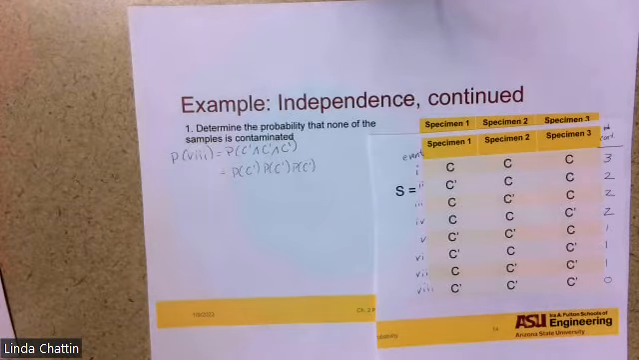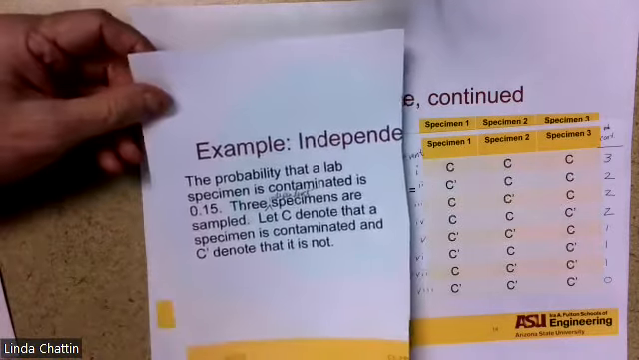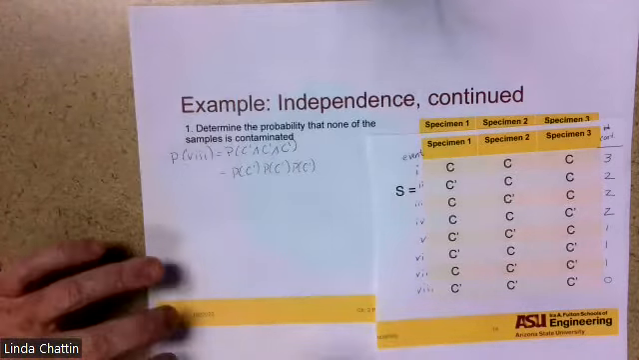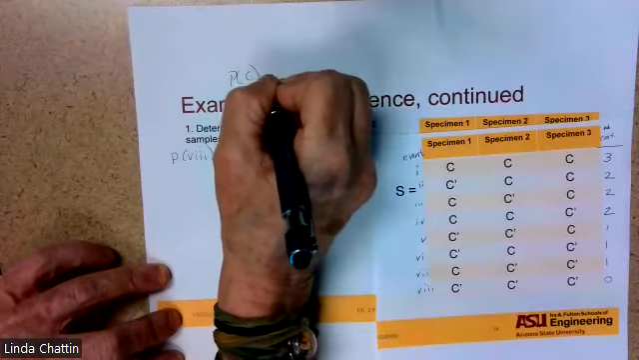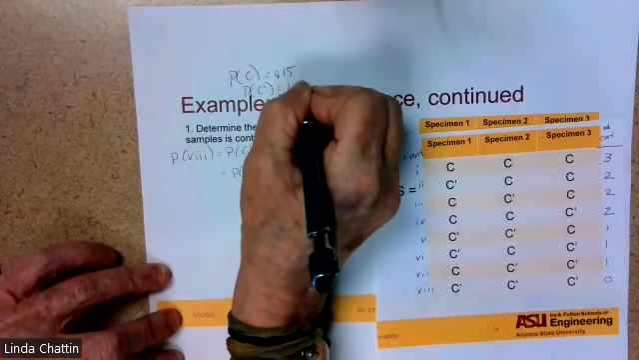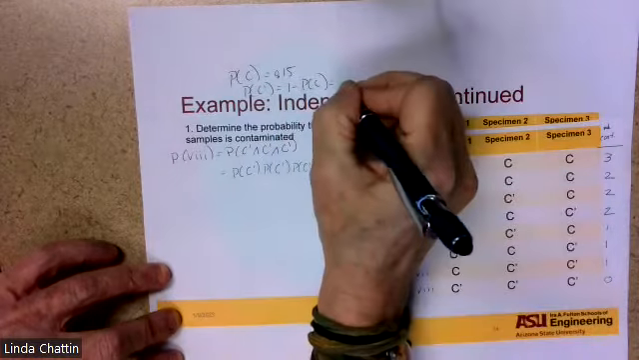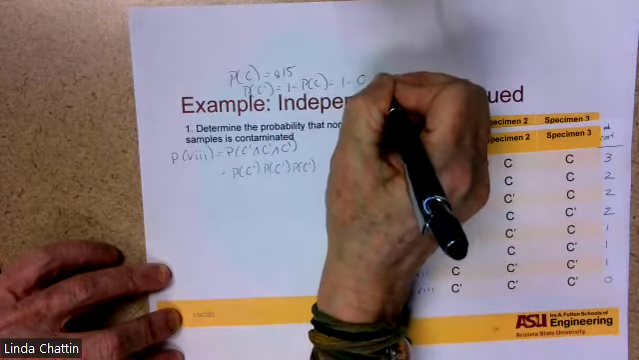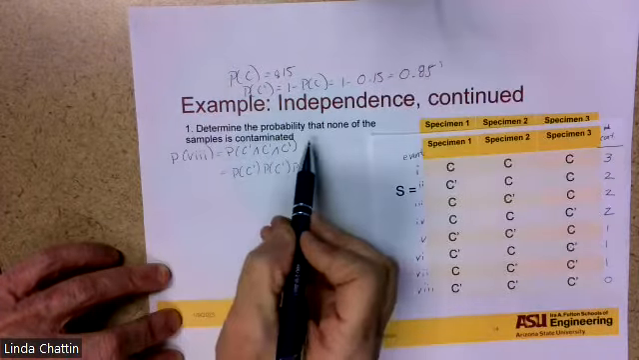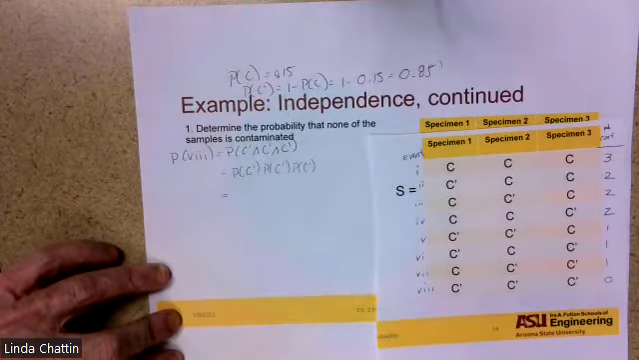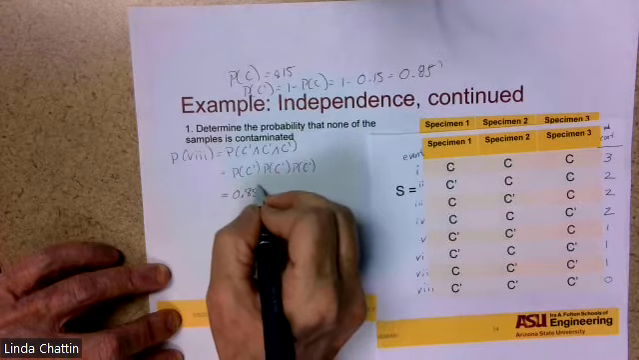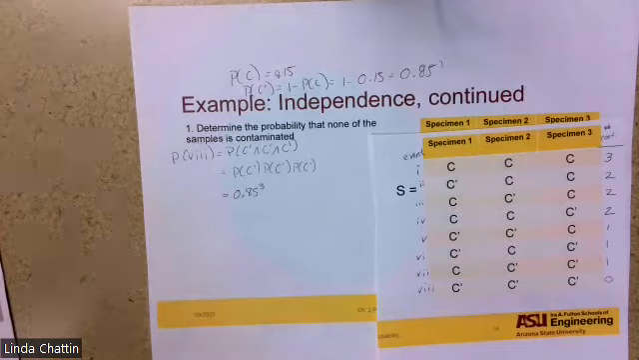So on the previous slide here, we said that the probability that a sample is contaminated is 0.15. So we know that the probability of C is 0.15. So the probability of C prime must be 1 minus the probability of C, because it's the complement. So that's going to be 1 minus 0.15, which is going to be 0.85. So now we can solve this problem. The probability that none of the samples is contaminated is going to be 0.85 times 0.85 times 0.85, which is just 0.85 to the third.